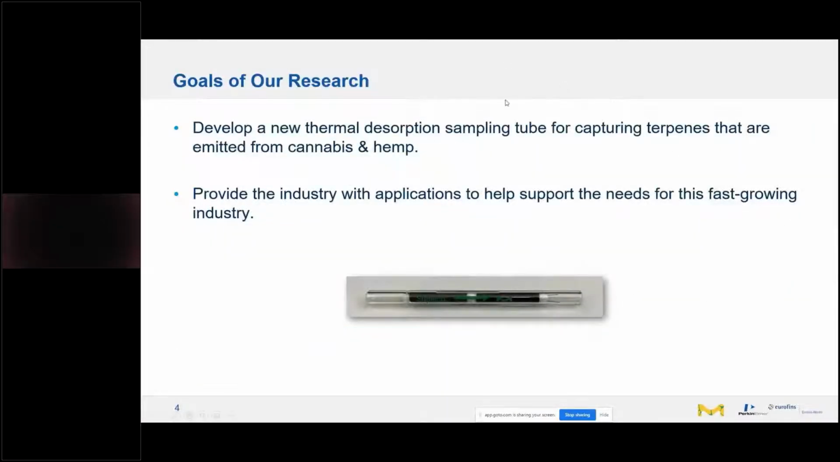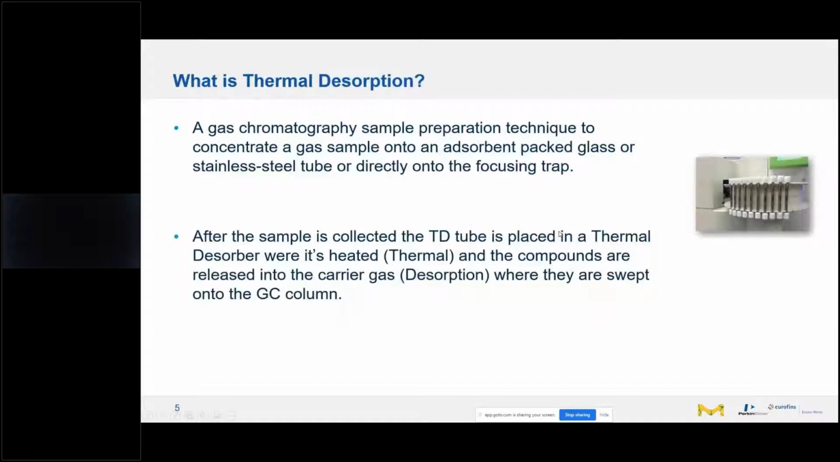So our goal was to develop a new tube specifically for the analysis of terpenes from cannabis and hemp. And Jamie Brown is the father of this new tube. And also to provide the industry with applications on testing and applications on sampling. Where do we want to sample? There are so many different places that we could do this, and for different reasons as well. And I'm sure that's going to be growing as we move on.